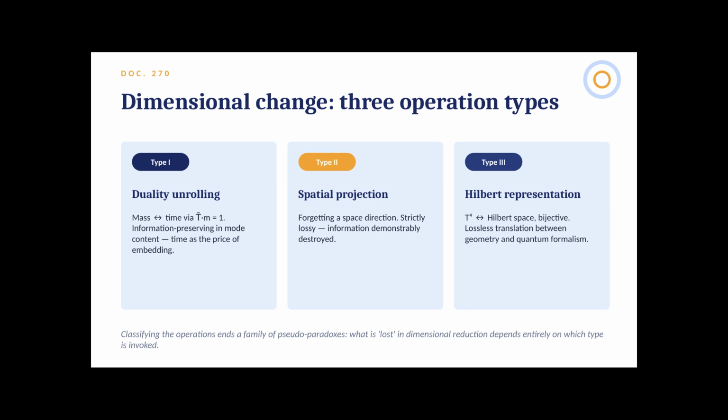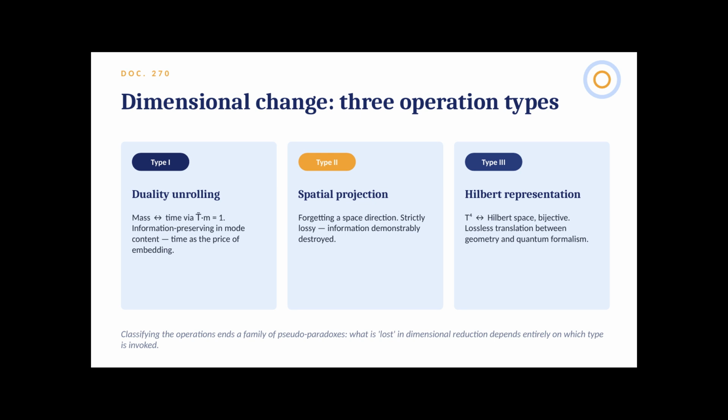Type 1 is duality unrolling, mass and time trading places through t tilde times m equals 1. That move is information preserving in its mode content. Time is simply the price of embedding. Type 2 is spatial projection, forgetting a space direction. That one is strictly lossy. Information is demonstrably destroyed, and we say so plainly.